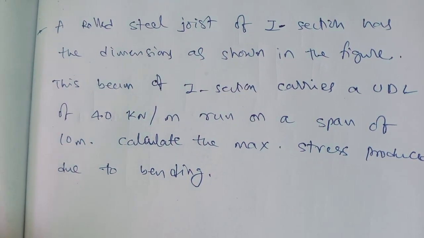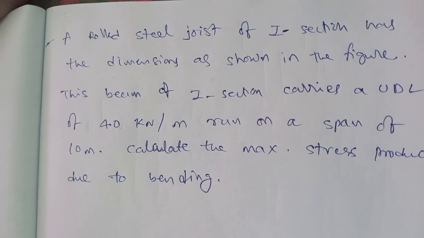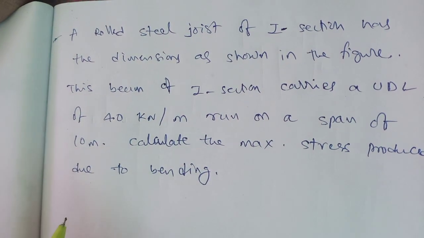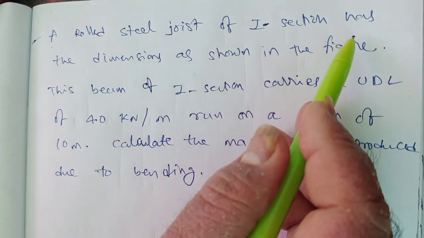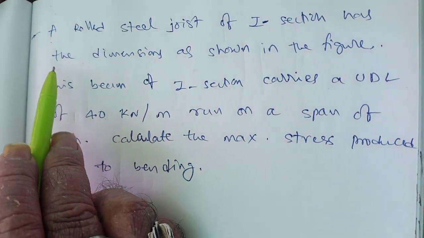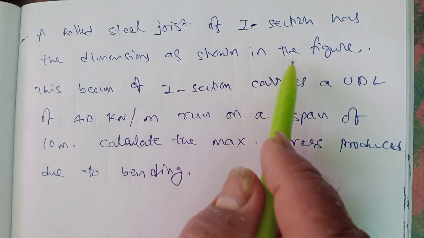Okay, so we will see the symmetrical problems now. A rolled steel joist of I section has the dimensions as shown in the figure.